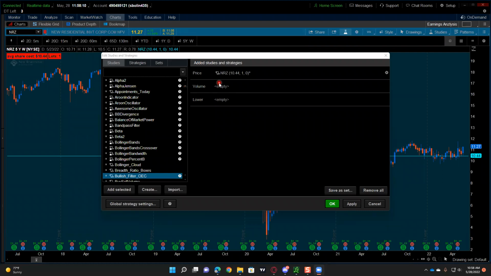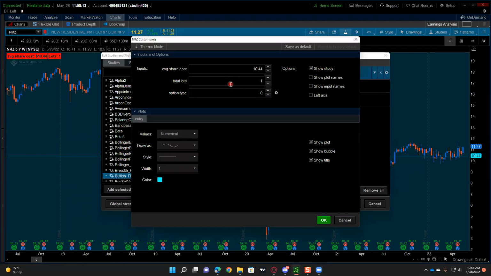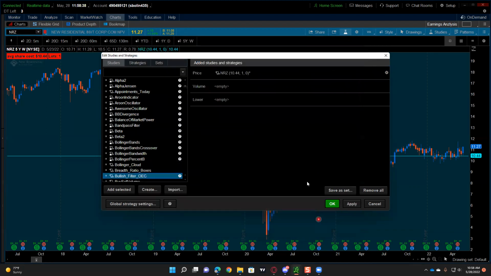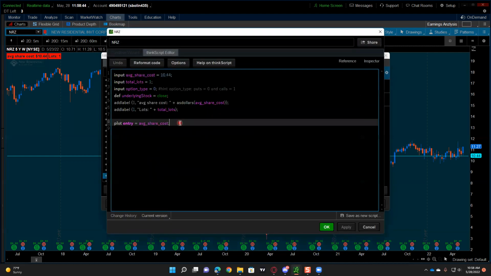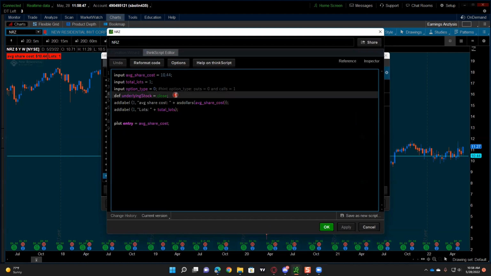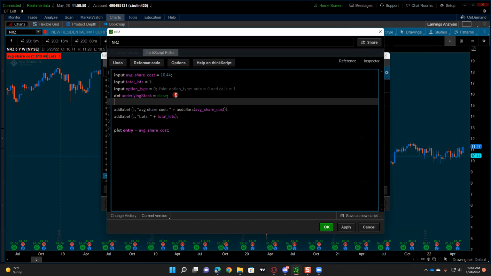Okay, so we have the user dialog box, which is this. In there, we can put what our average share cost was, how many lots we are trading for the option side, and what the option type is, if that happens to be a call or a put. It is plotting on the chart our entry price or our average share cost. We also want our break even. So we want to put that on there somewhere.